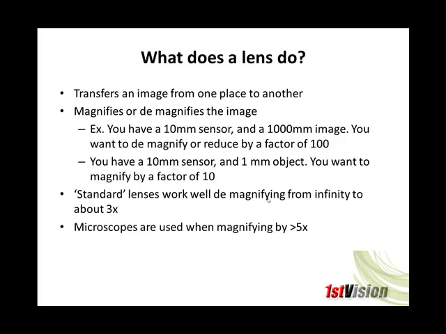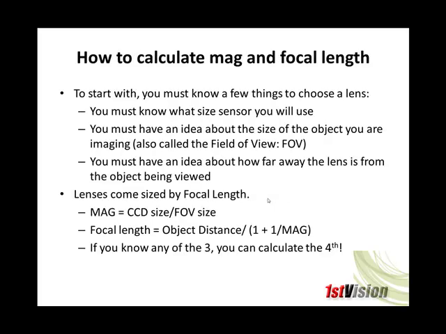Standard lenses, those are the typical factory automation lenses that you see at the end of cameras, work well demagnifying from infinity to about 3x. Microscopes typically are needed when magnifying by greater than a factor of 5x. So we need to know how to calculate the magnification and the focal length of a lens. To start with, you have to know a few things to choose a lens. You must know what size sensor you're going to use. You must have an idea about the size of the object you're imaging, which is also called the field of view, or FOV. And you must have an idea about how far away the lens is from the object being viewed.